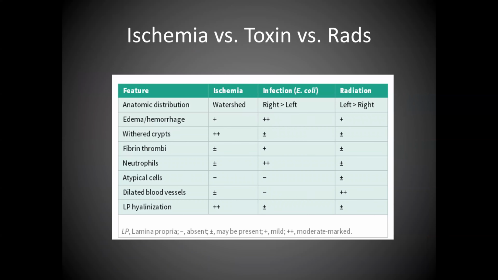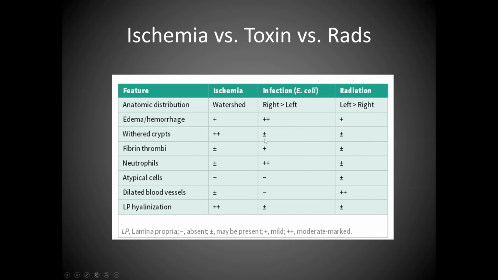If we think about the disorders, the differential of ischemia, infection, and radiation colitis can be helped by having a little bit of understanding of where the biopsy comes from. Watershed zones like the distal rectum or the splenic flexure, and so forth, can be important to distinguish. Infections are more common in the right colon, whereas radiation usually is left colon and more distal. Withered crypts are most prominently seen in ischemia, but can be seen in infection and radiation changes.